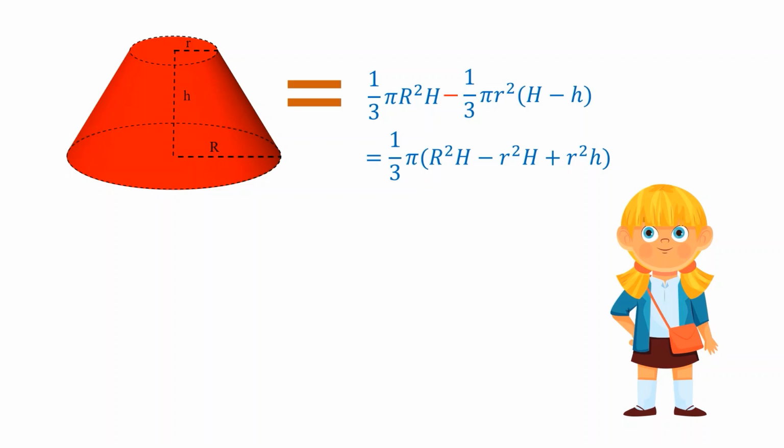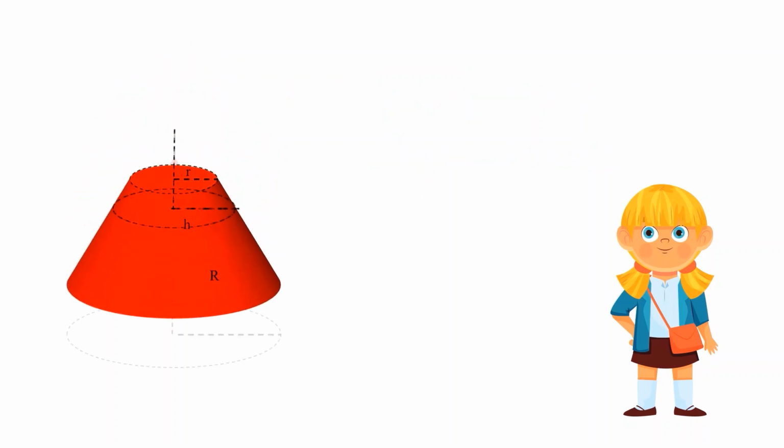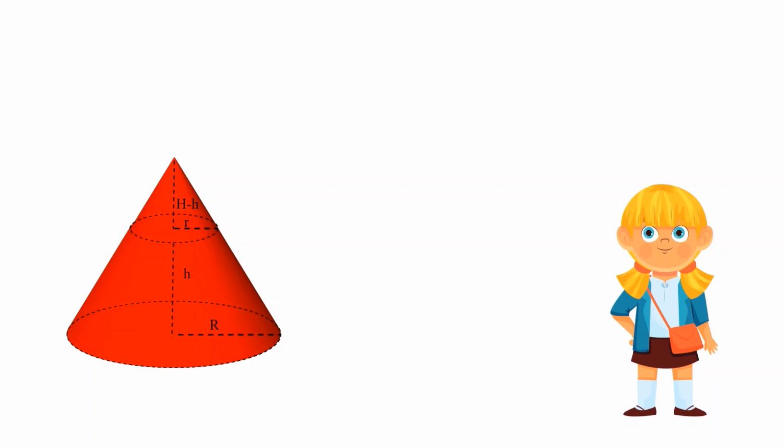Here we see that the frustum has small r, small h and capital R in its dimensions, but capital H is missing from the dimensions. So we need to find the value of capital H in terms of small r, capital R and small h, and consequently replace this capital H. Here again we have shown the complete original cone and its dimensions.